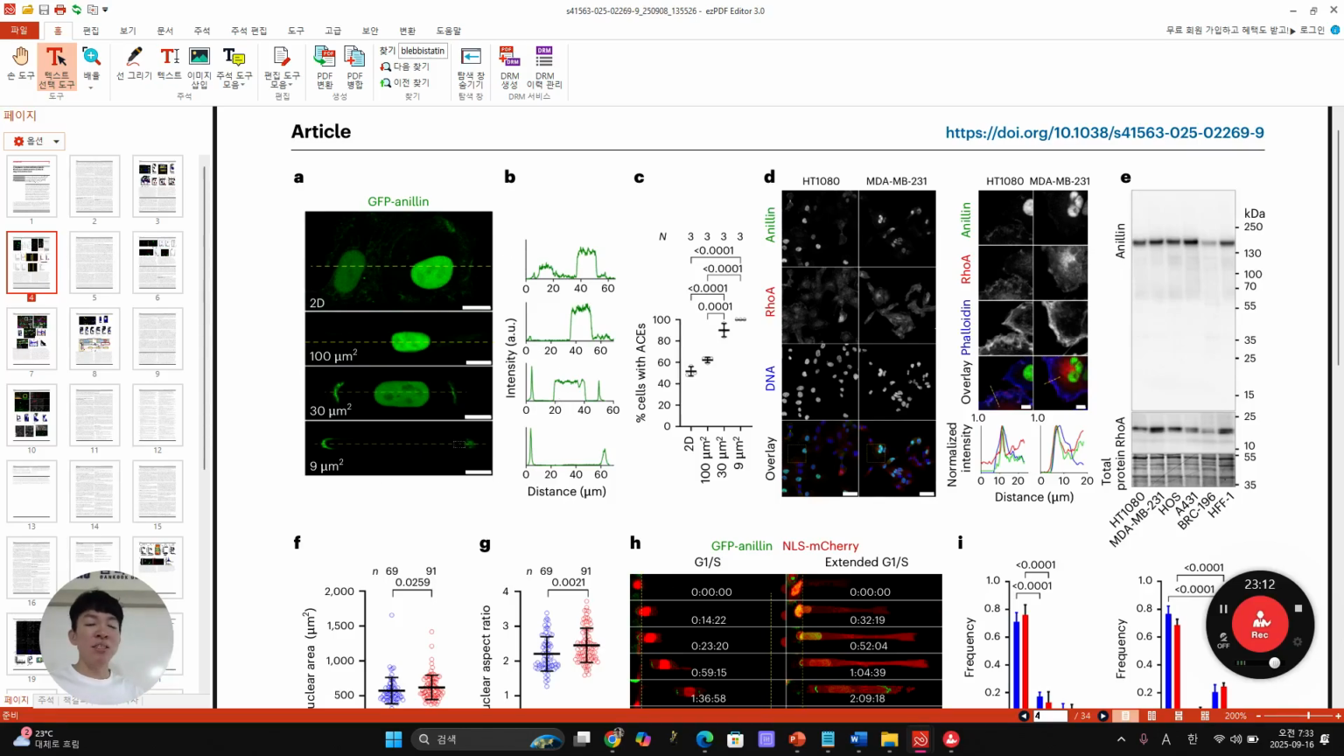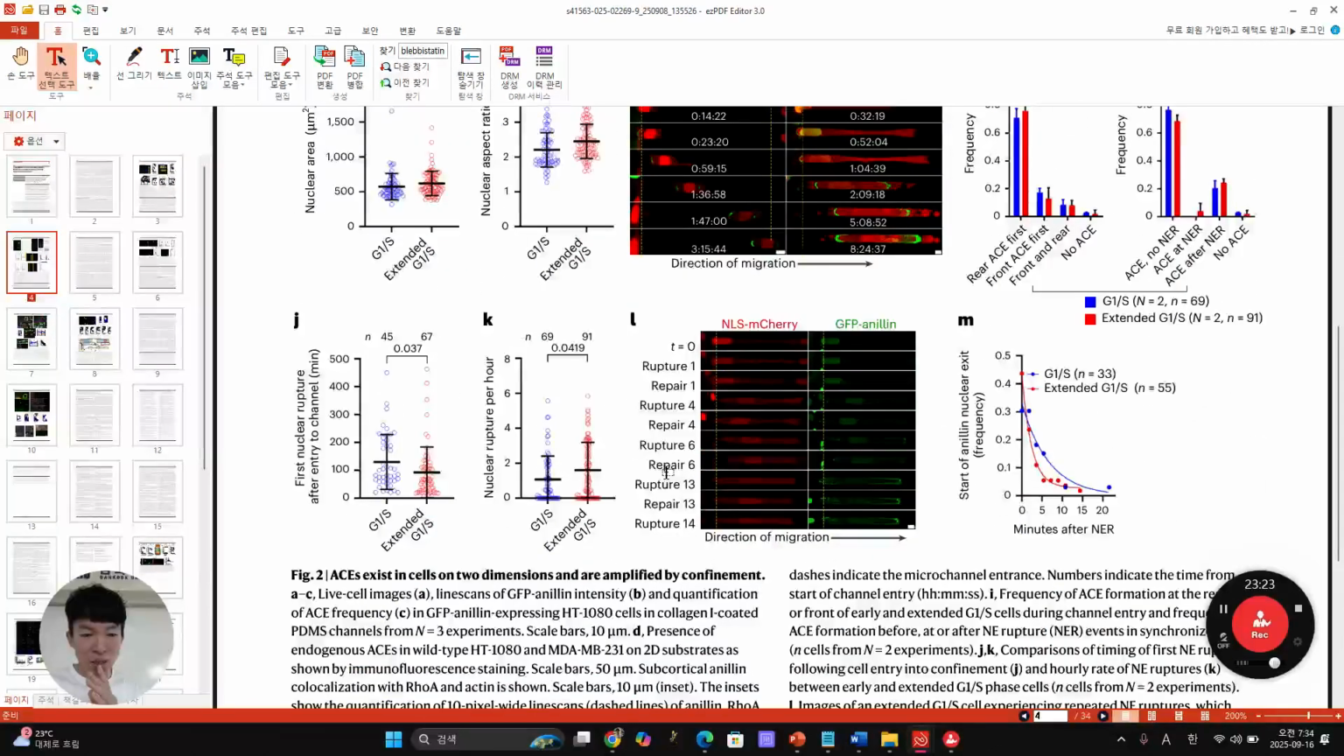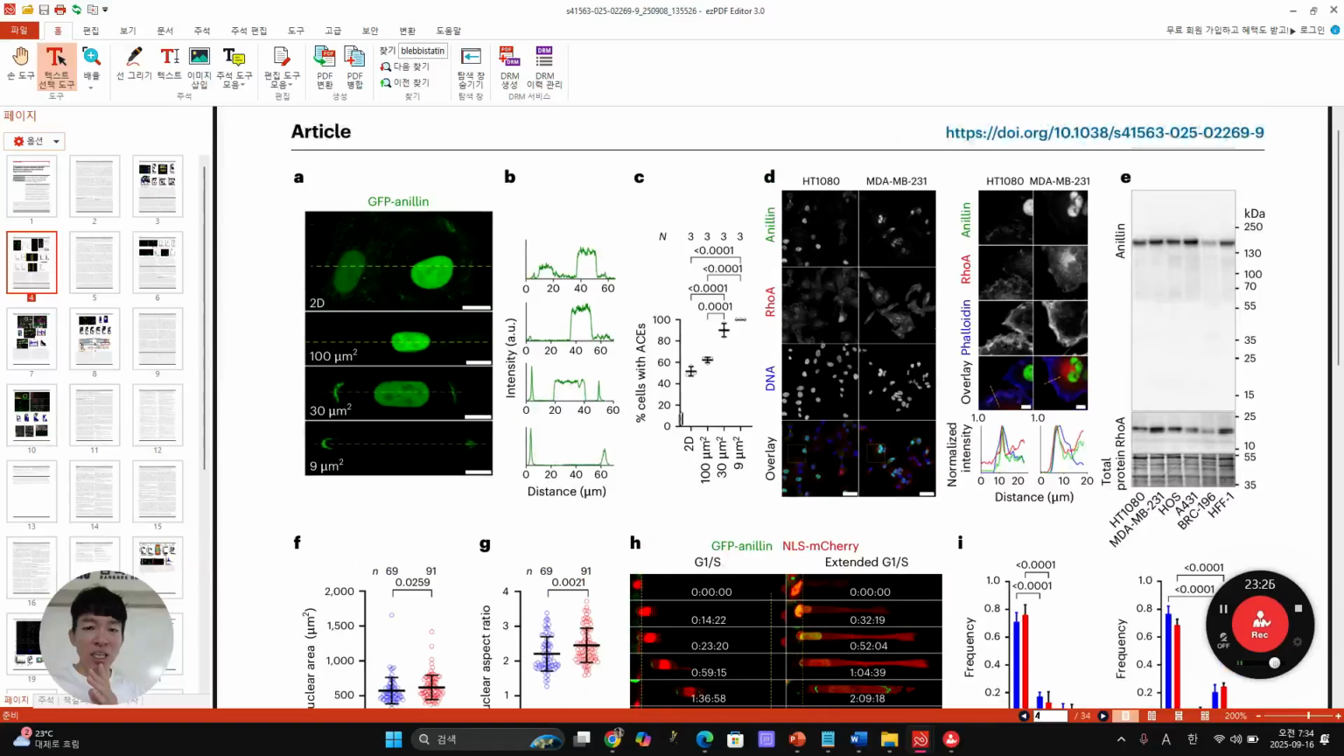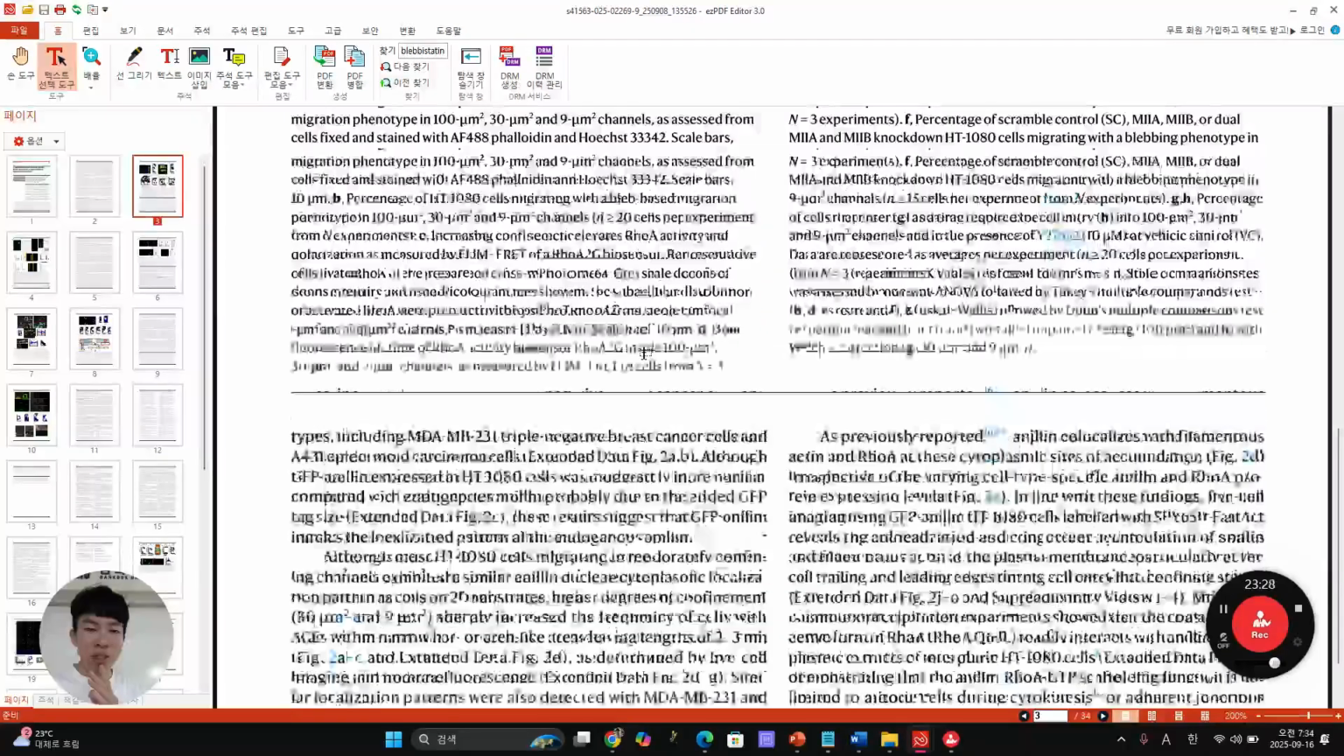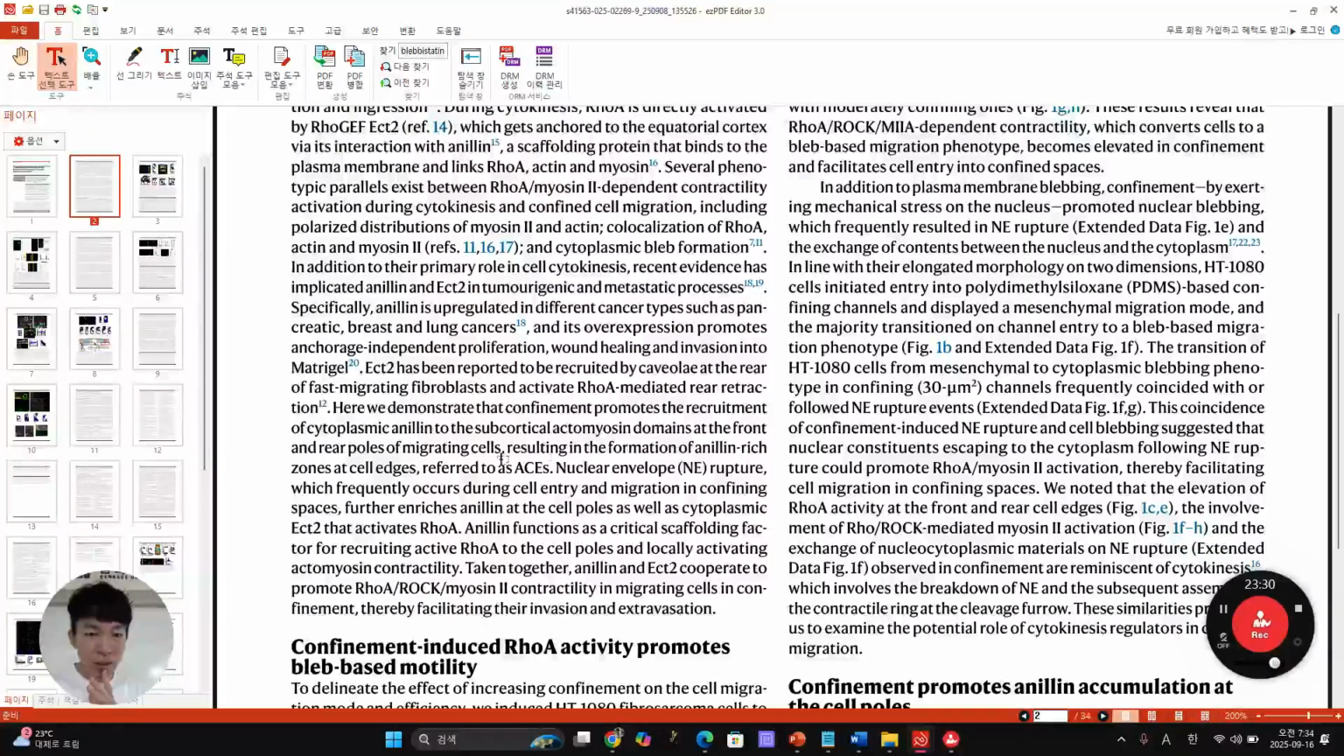And then they call this kind of anillin location, front and back, ACE. Their terminology ACE is anillin enriched at cell edges. Okay, I forgot it. Anillin enriched at cell edges. They just call it ACE, very fancy, ACEs.